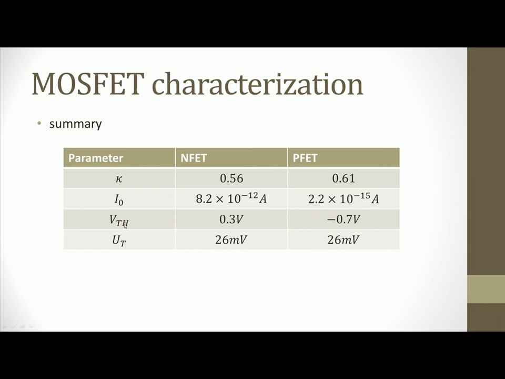And for VTH, we mainly depend on reading the curve: when the curve takes a sharp turn, it's possibly the VTH. So we just derive it from the curve directly. And the UT we counted as 26 millivolt for both.